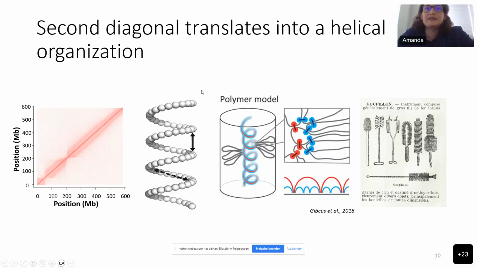And this was in the work with chicken. They proposed what would be called the bottle brush model. They proposed this with polymer modeling, that there should be a helical scaffold of proteins, and from that, chromatin loops emerging out of it.